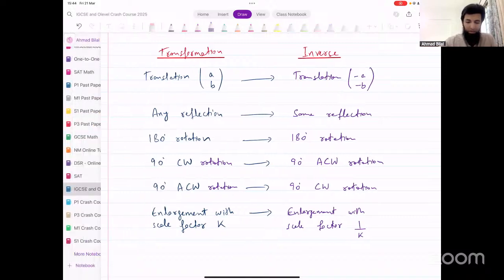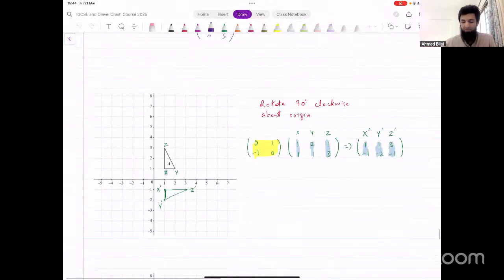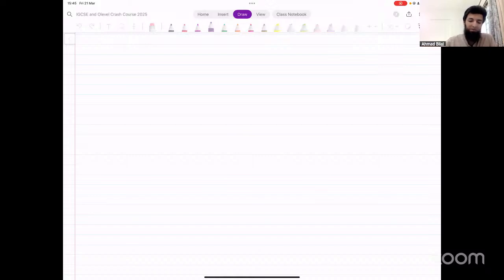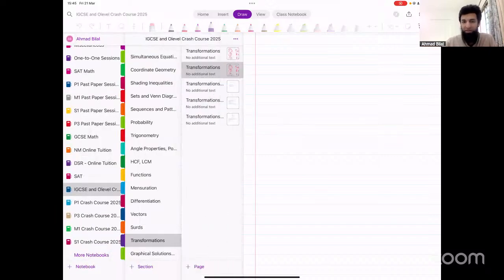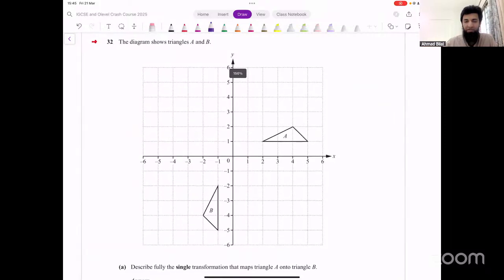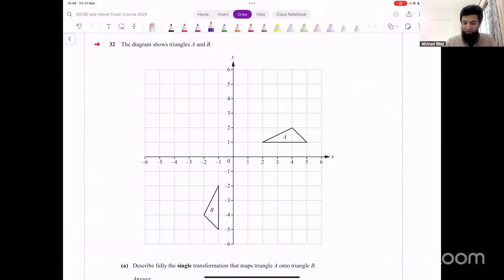No? Okay, let's try some questions now from past papers. Remember, you will see questions in past papers on stretch and shear sometimes. They are not part of your syllabus. You'll also find questions involving matrices in transformations, they're also not part of your syllabus. So matrices you can skip, and also any question on stretch or shear, wherever you see those words, you can skip those parts.